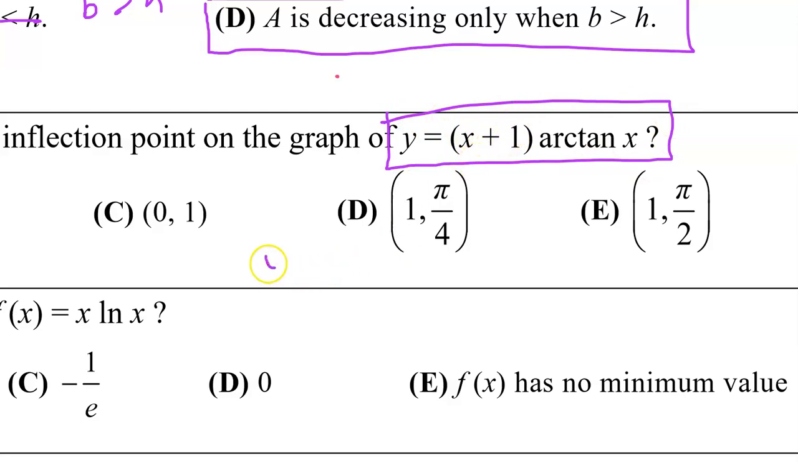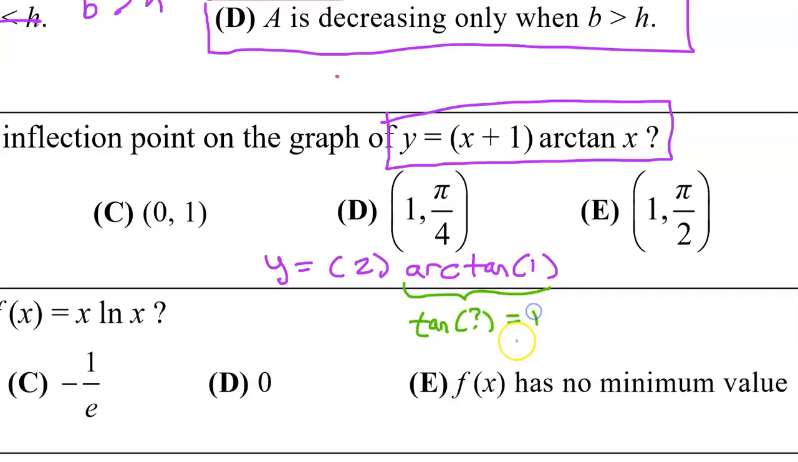So in other words, we have y equals, well, if I put a 1 right here, this will be 2. So I'm just going to go ahead and put 2 arctangent of 1. When you evaluate arctangent of 1, you ask yourself the question, the tangent of what angle is equal to 1? And the answer to that would be pi over 4. So that means the value of this part right here is going to be pi over 4.